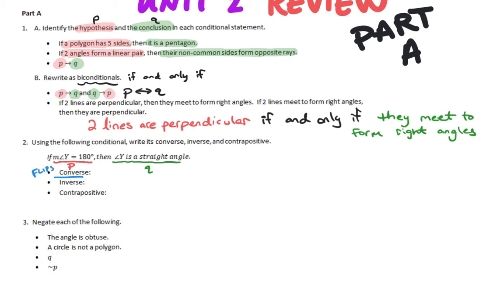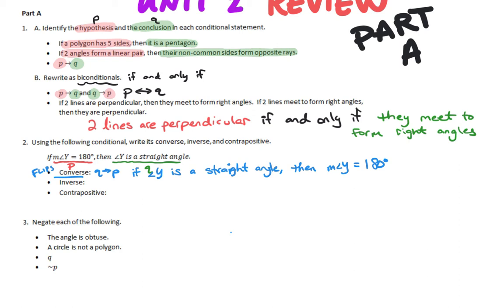All right, so I'm going to take the P and the Q and flip them. I'm even going to write it symbolically. Instead of P then Q, it's going to be Q then P. So our converse is going to be: if angle Y is a straight angle, then the measure of angle Y equals 180 degrees. You see how we flipped it there.